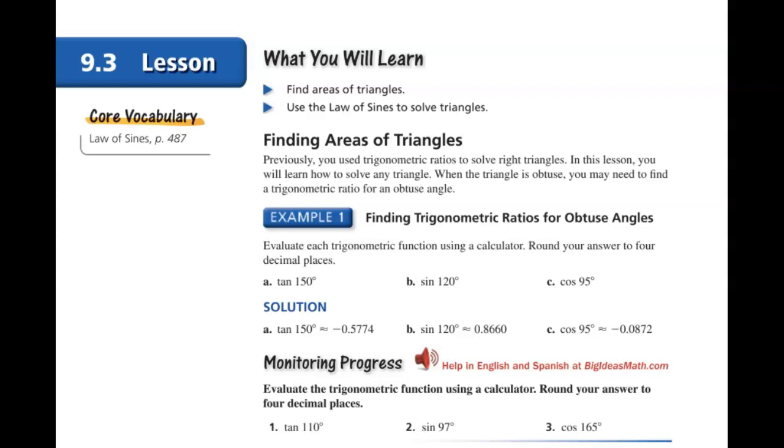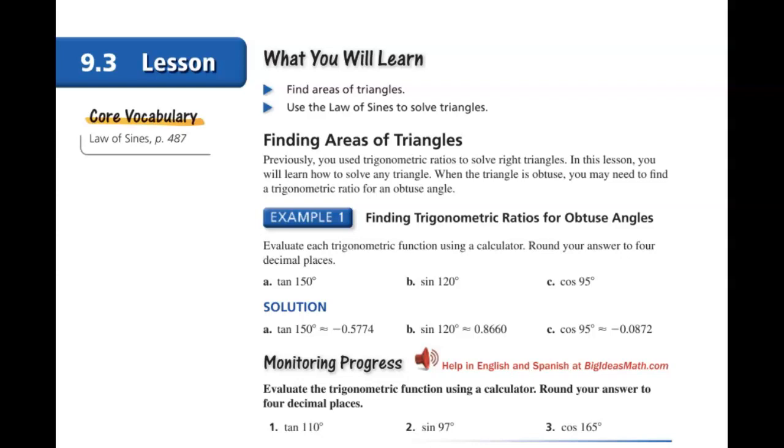Today we're going to be reviewing 9.3 and 9.4. This is going back to trigonometry, looking at law of sines, law of cosines, area of triangle formulas, as well as trig identities, which is what we were just starting to do before the break.